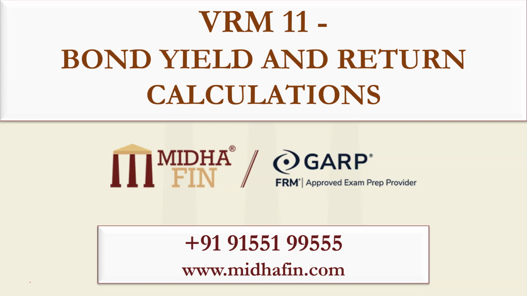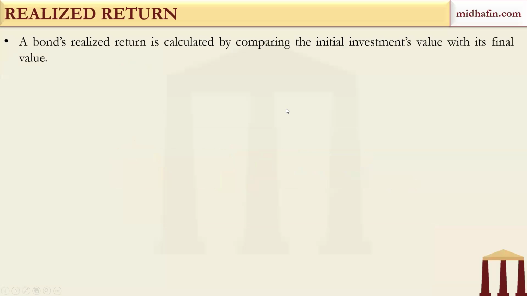So we are basically breaking down the profit into the components, into the profit due to each of the factors which affect the bond price. Okay, so these are the things that we will be discussing in this chapter. So let's start our discussion. First, we will see realized return.